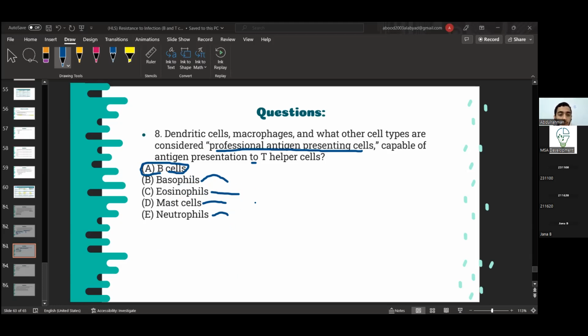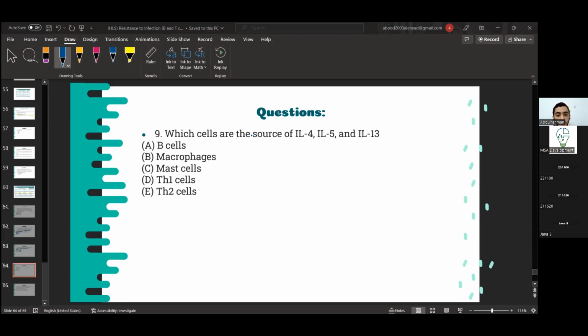Okay, so you guys said B cells, and it's basically the three cells, which is B cells, the macrophages, and the dendritic cells. Okay. We have two more questions. What is the source for interleukin 4, 5, and 13? Got E, E, E. You guys are right. Most of you said E, which is the correct answer, because whenever you see interleukins, immediately cross out anything else.